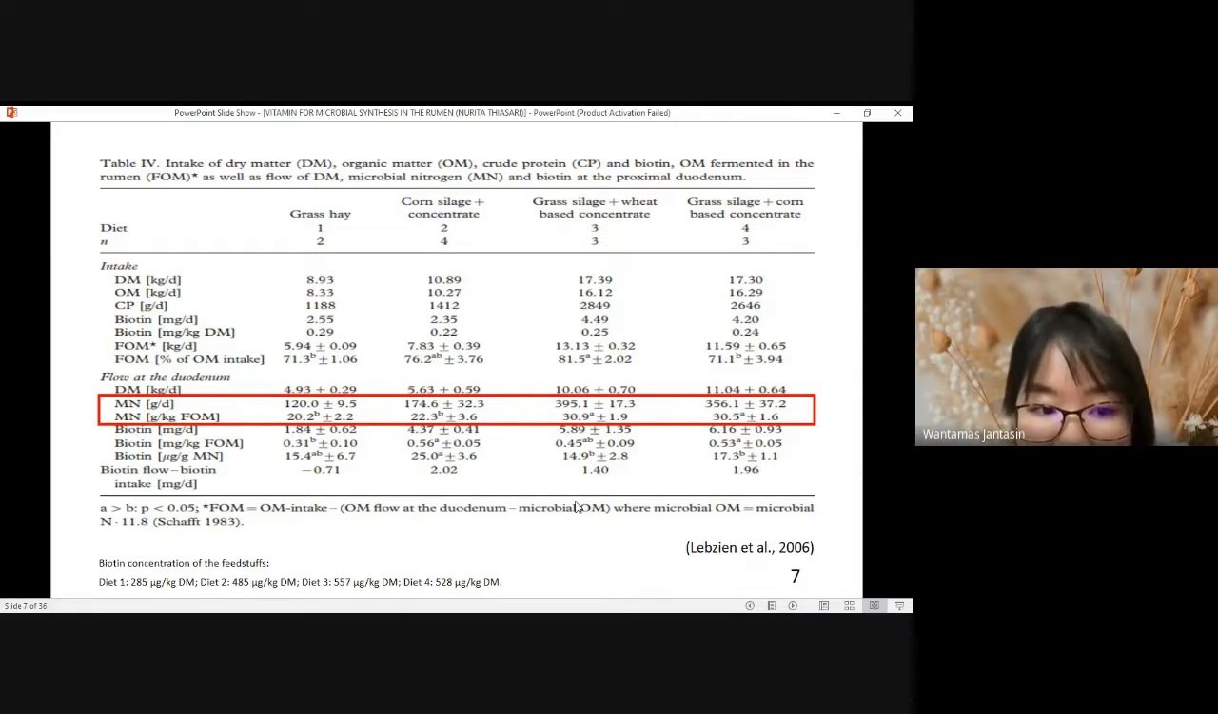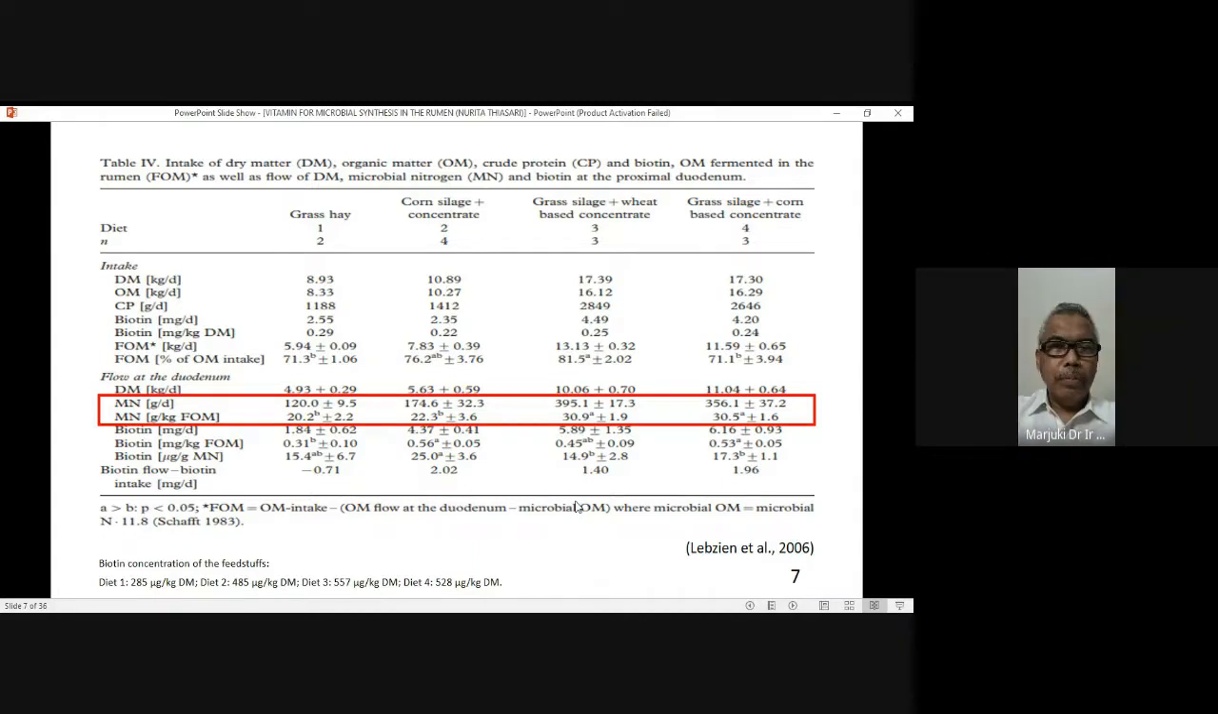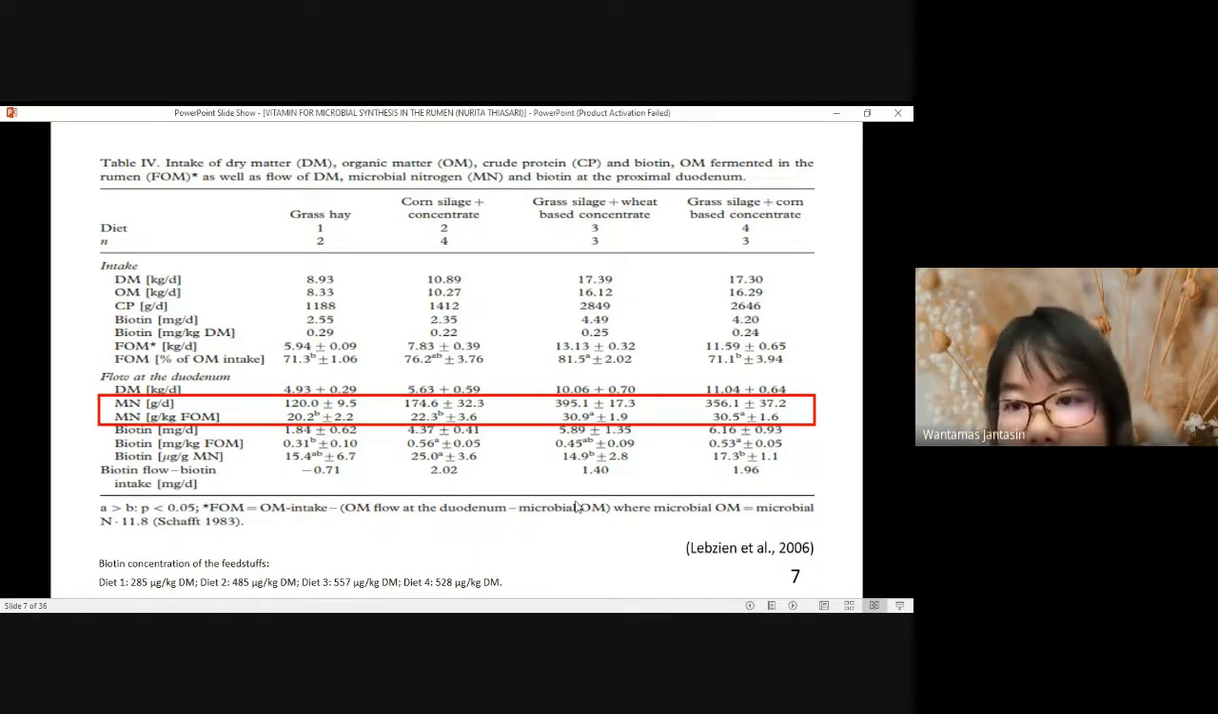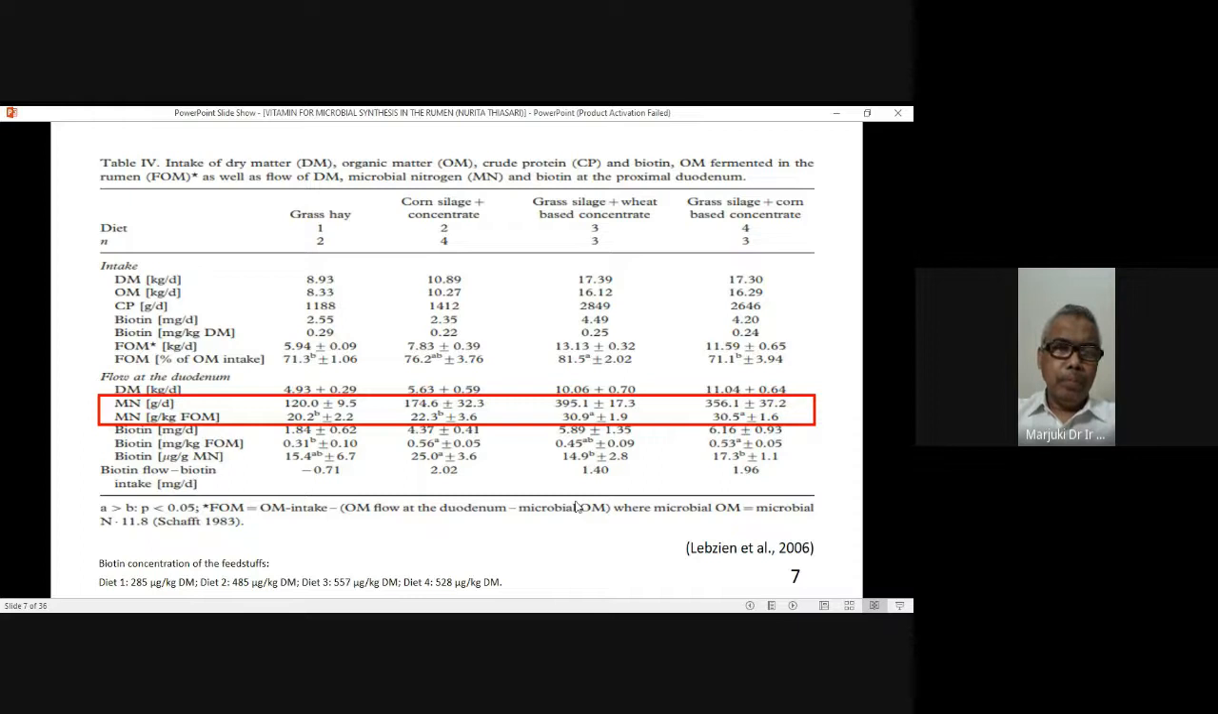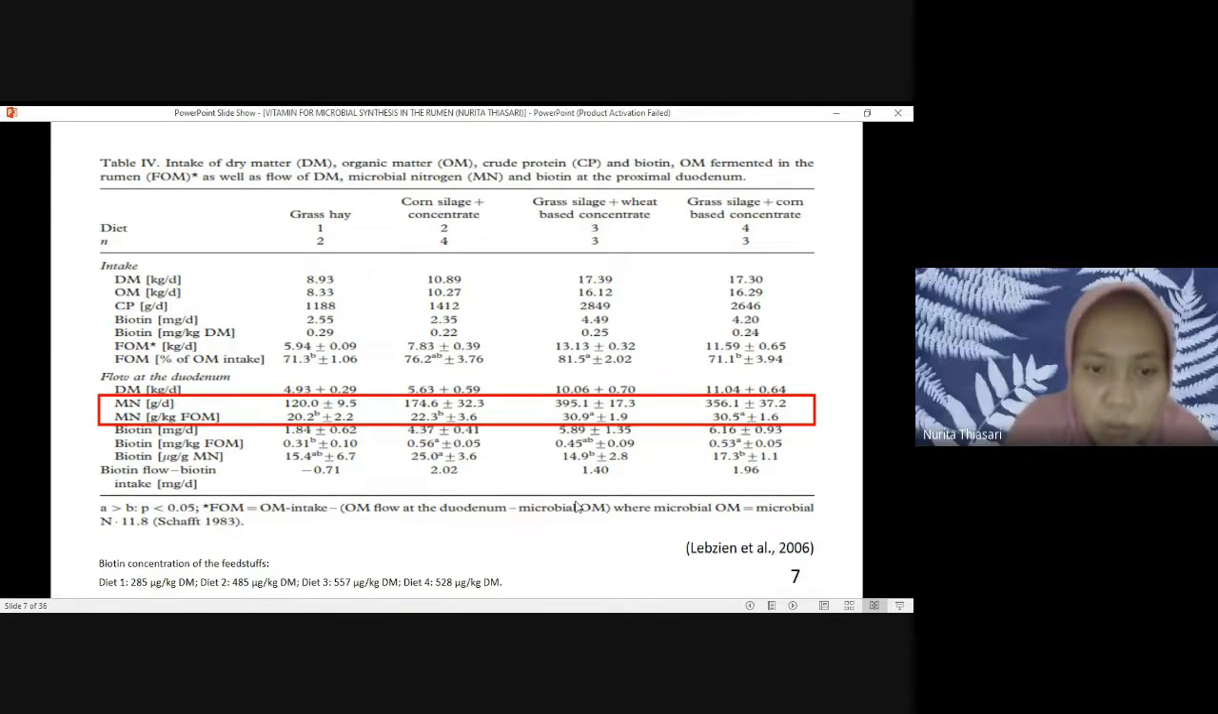When you look at biotin, MN, right? MN, and also FOM in duodenum, here they are increased in diet 2. After that, they are highest in diet 2 rather than 3 and 4. The biotin MN in the diet. Okay. Yes.